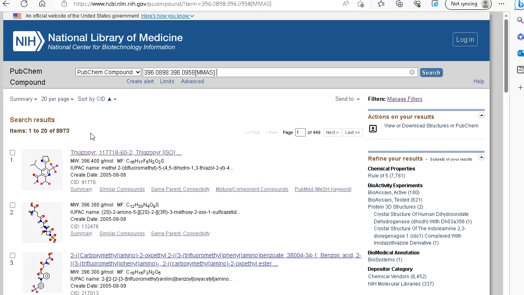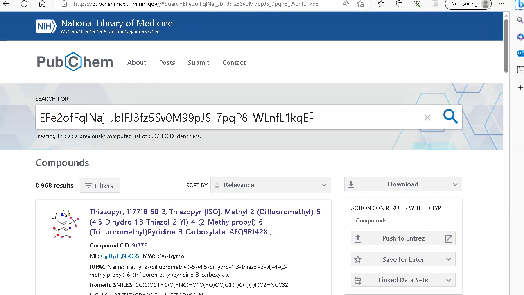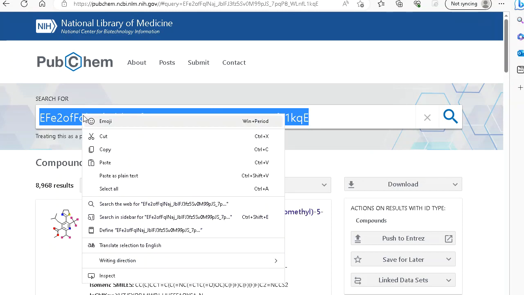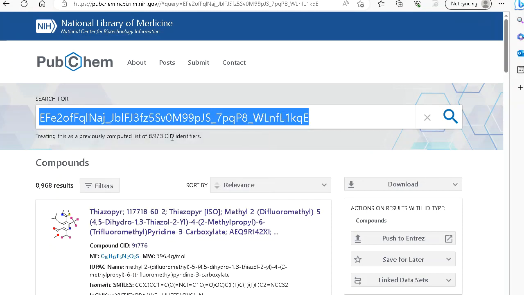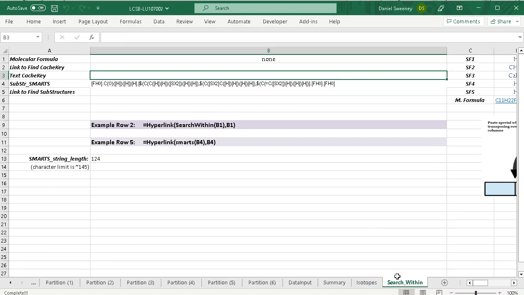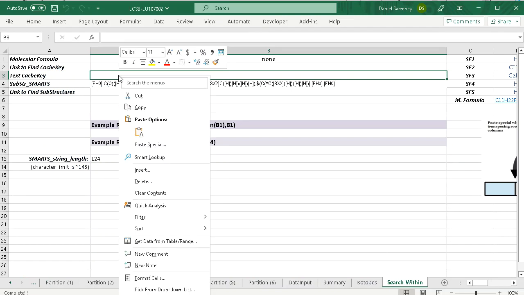So we have 8,973 compounds with that mass, plus or minus 3 millidaltons, in PubChem. Now I want to generate a cache in PubChem that will be available for a number of hours, like at least 4 hours or so, that we can now search with our Excel add-in. So I click over there, and then this is our text cache key. So this is a key to those 8,973 CID identifiers. Copy that, go back to Excel, the search within, and for the cache key, instead of using all the compounds with a certain formula, I'm using all the compounds with a certain mass range.